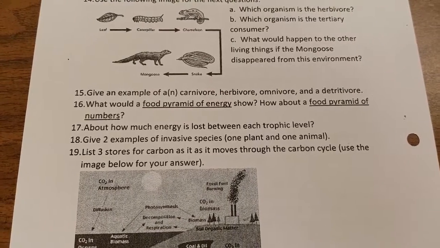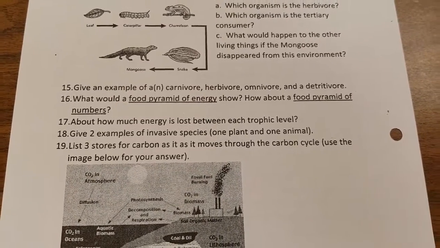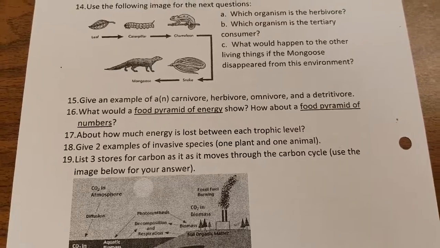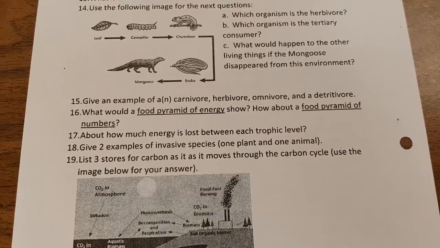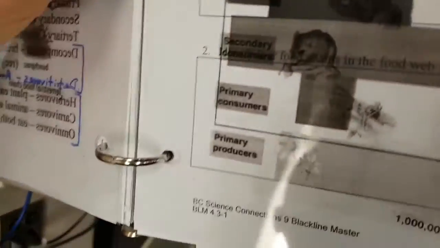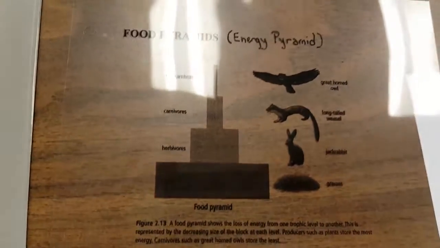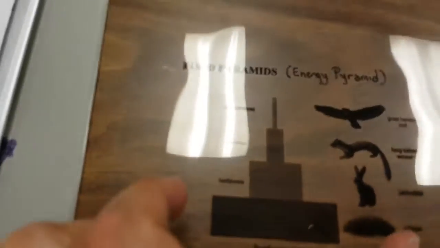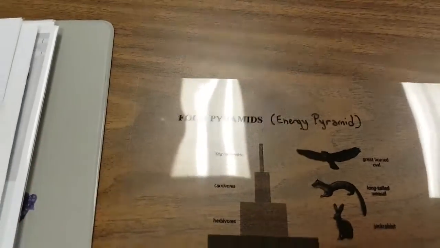Okay, what would a food pyramid of energy show? And then how about a food pyramid of numbers? So a food pyramid of energy is sort of a depiction of how much energy is lost along the way. Now, I don't know if we can quickly bring one up here. Aha. Okay, so we got a food pyramid of energy, which shows a great decrease as energy goes along, and it gets really, really small as energy gets to the top.